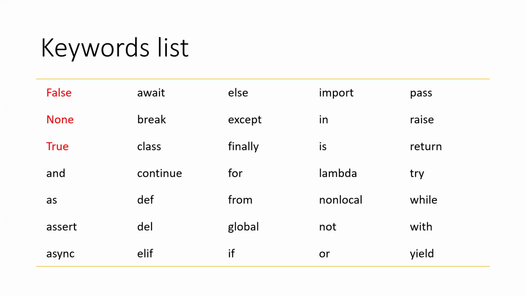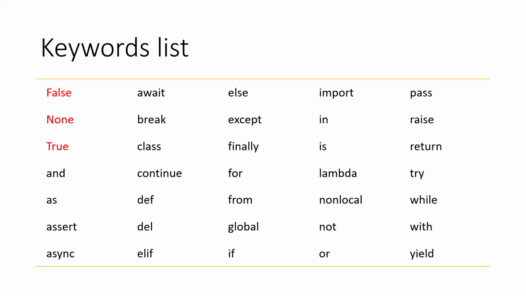Third point: these 35 keywords we have cannot be used for creating variable names or function names. Make sense? These 35 cannot be used for variable name creation as well as function names. If you start using them as variable names, it throws an error. Clear? Perfect. That is the meaning of keyword.